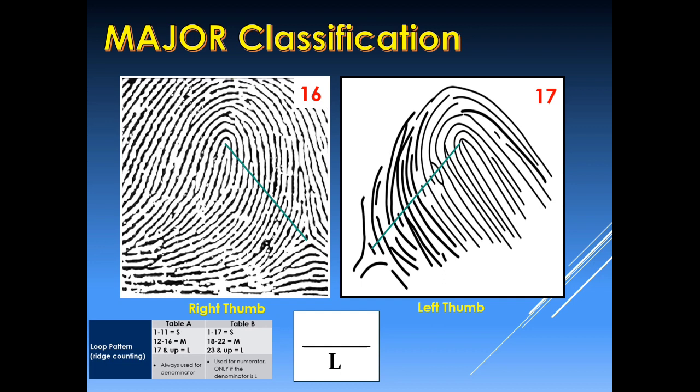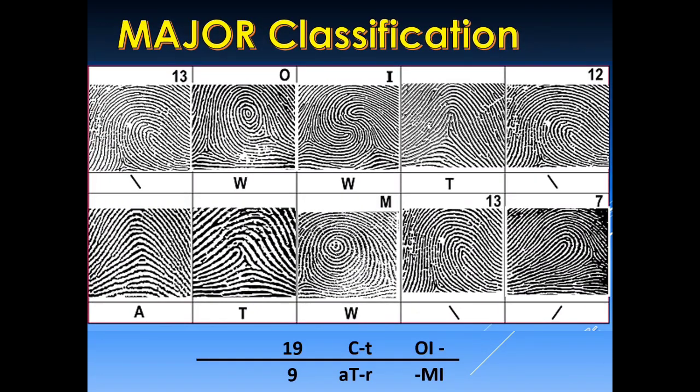Next we are now going to determine our numerator. This is the time that we are going to apply table B since our denominator is capital letter L. So our numerator now will be letter S since our ridge count is 16 in the right thumb or in our numerator. Okay, so this is now our last example under the major classification.